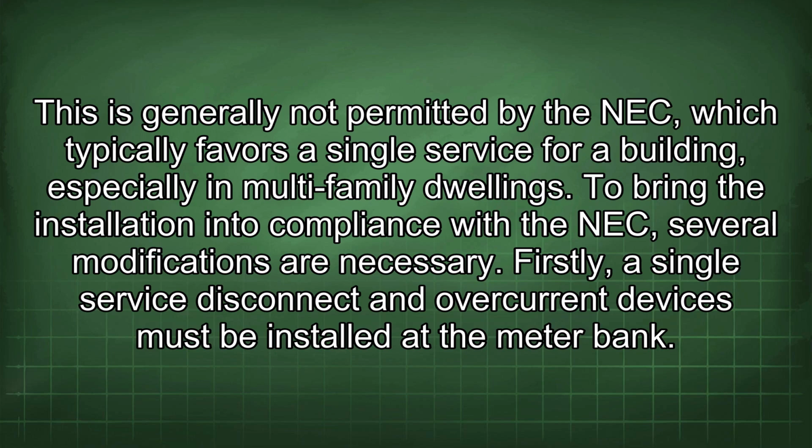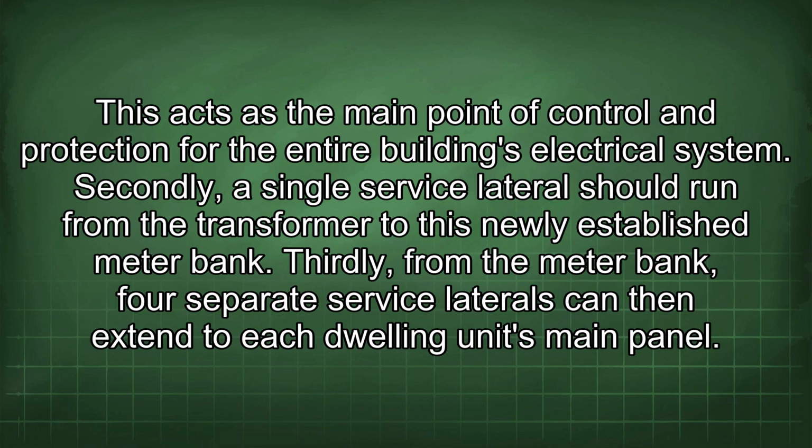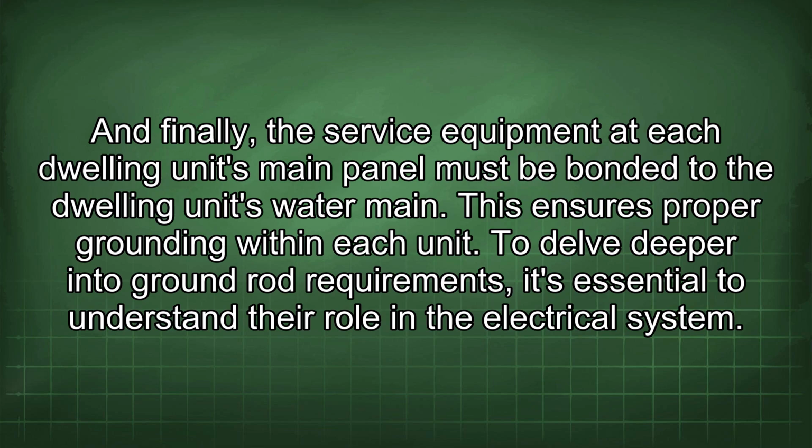Firstly, a single service disconnect and overcurrent devices must be installed at the meter bank. This acts as the main point of control and protection for the entire building's electrical system. Secondly, a single service lateral should run from the transformer to this newly established meter bank. Thirdly, from the meter bank, 4 separate service laterals can then extend to each dwelling unit's main panel. And finally, the service equipment at each dwelling unit's main panel must be bonded to the dwelling unit's water main. This ensures proper grounding within each unit.